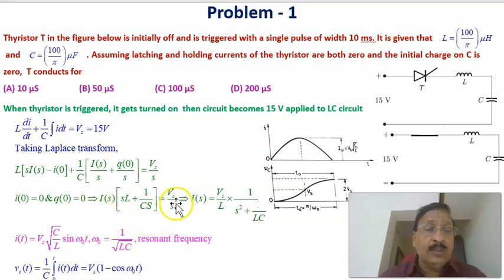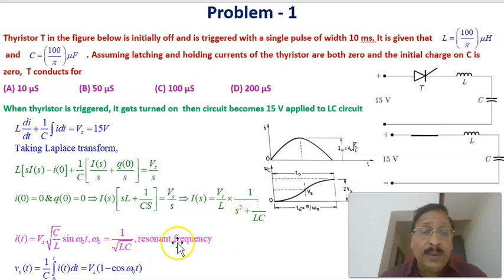Therefore, this is the equation to be solved, and we find the current by taking the inverse Laplace transform of this. Here I(s) can be taken as Vs by L into 1 by (s squared plus 1 by LC). Now we have to find the inverse Laplace transform of I(s), so that we get the current through this LC circuit. Here 1 by LC is defined through the resonant frequency omega naught, equal to 1 by root of LC. That's called the resonant frequency.